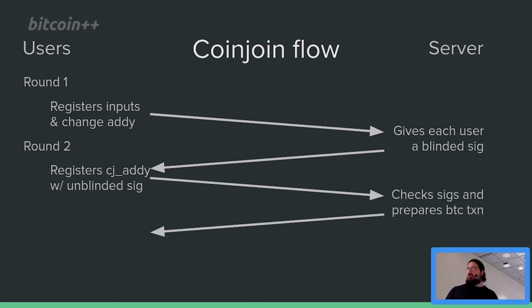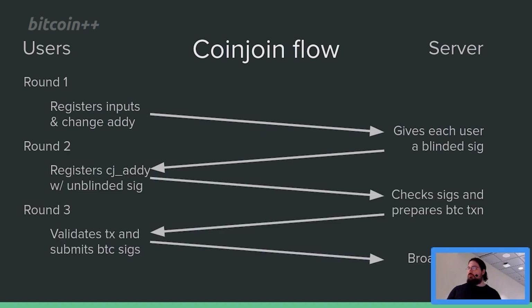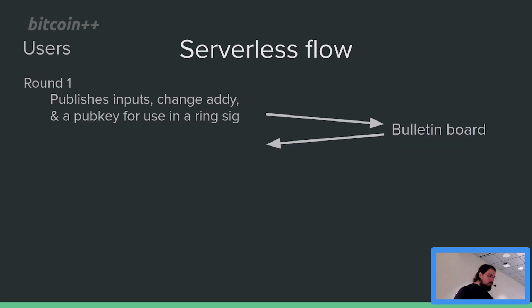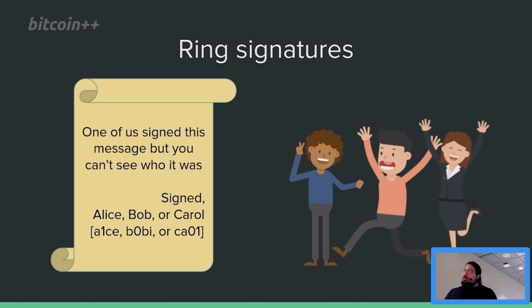Oh, I had this version that I forgot to use where I would have gone through step by step, but whatever. So here's how we're going to do it without a server, and this is what we're about to build. Everybody is going to publish to a bulletin board, so not a coordination server, but just a random place where you can put data. Everyone's going to publish their inputs, a change address, and a pub key for use in something called a ring signature. If you haven't heard of a ring signature before, they're used in Liquid and they're used in Monero. And I'm going to tell you a little bit about them.